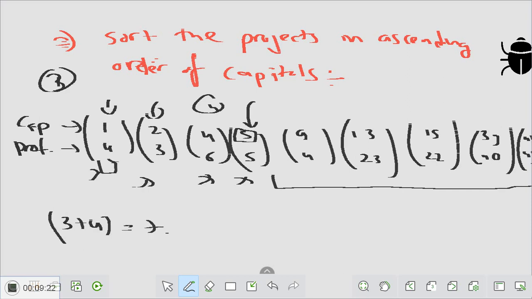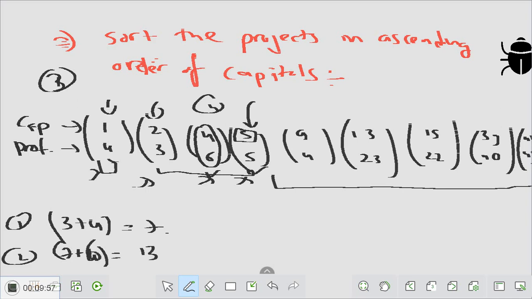When I have 7, then I can do this and this project as well. Out of these 3 projects, because these 3 can be done, I will do this one project because it is giving me the maximum profit. So in the second iteration my capital will become 7 plus 6, which is 13.